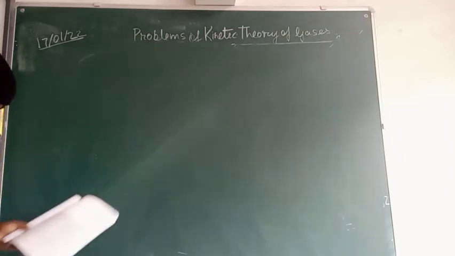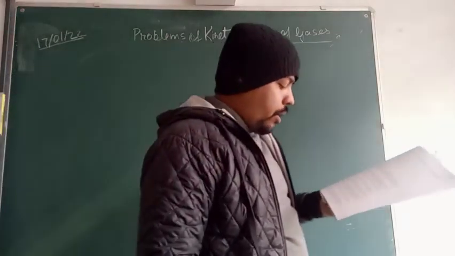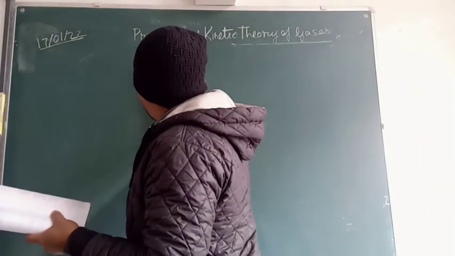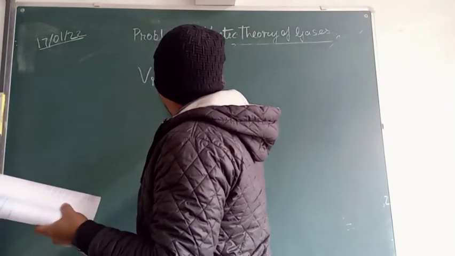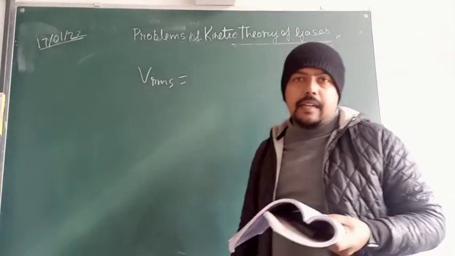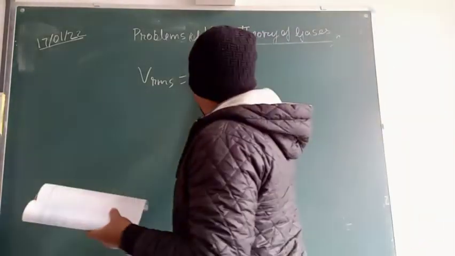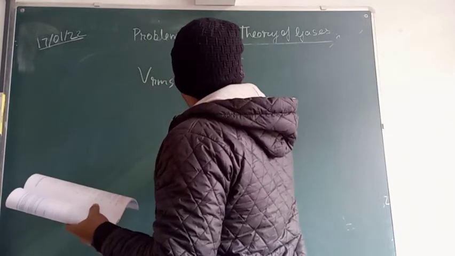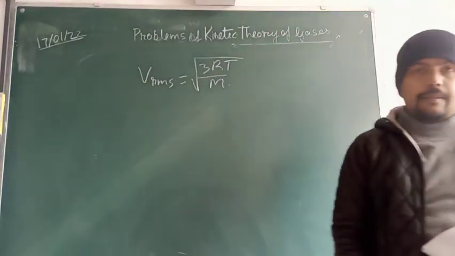Okay. So at what temperature is the root mean square speed? That means we know the formula of VRMS in terms of temperature and gas constant. It is equal to the square root of 3RT upon M. This we have derived in the previous video that I have uploaded.